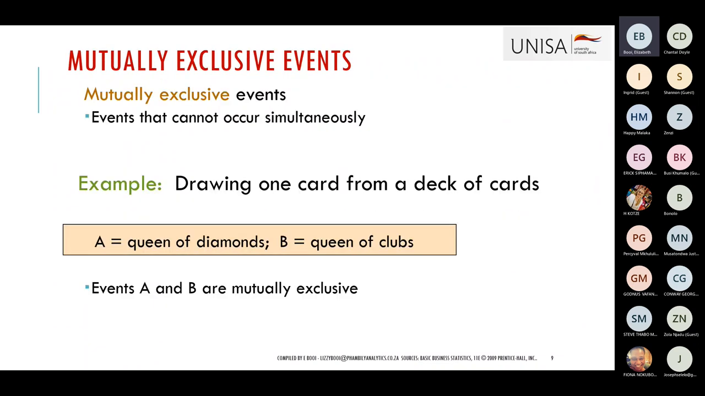There are also what we call mutually exclusive events, and those are events that cannot happen at the same time. And usually these are joint events. So the probability of mutually exclusive events A and B, if they are mutually exclusive, will be equal to zero because that is an impossible event.